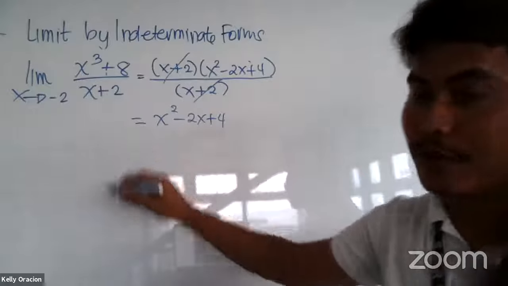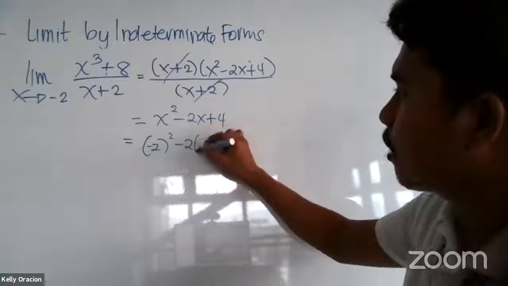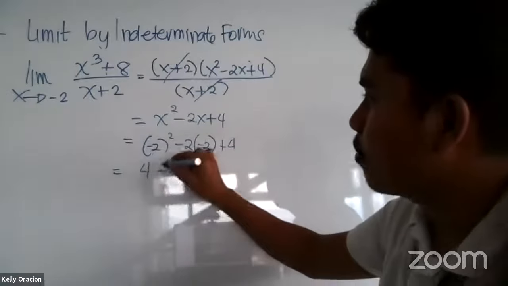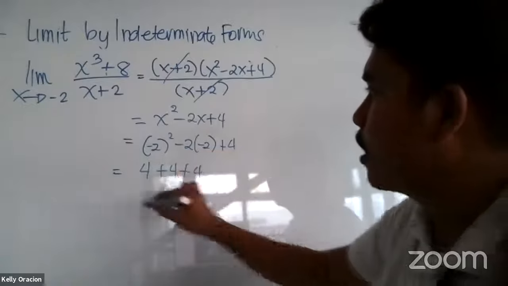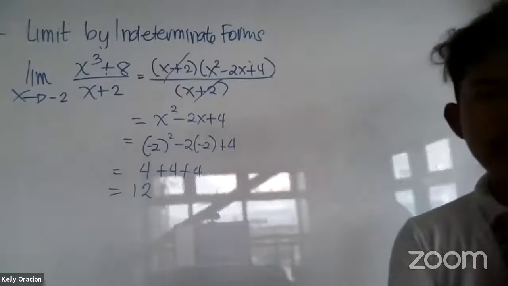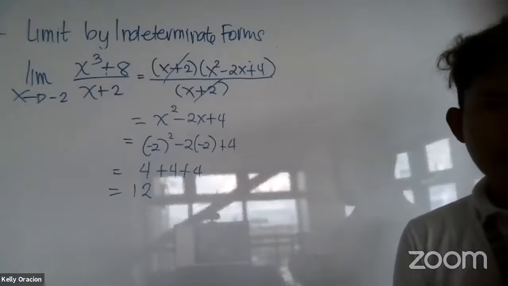Now it can be substituted. So you have negative 2 squared minus 2 times negative 2 plus 4. You have 4 plus 4 plus 4. The answer is 12. So the limit is 12. Right? That was easy.